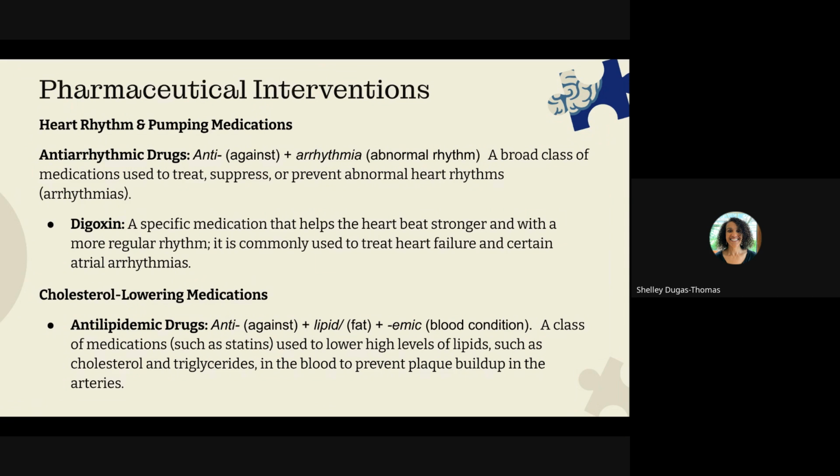Antiarrhythmic drugs, anti meaning against, plus arrhythmia, abnormal rhythm, fight irregular heartbeats. Digoxin is just a specific drug that increases cardiac contractility, making the heart pump stronger. And antilipidemic drugs: anti, lipid, which means fat, and emic, which means blood condition. These are medications like statins designed to lower cholesterol and prevent plaque buildup.